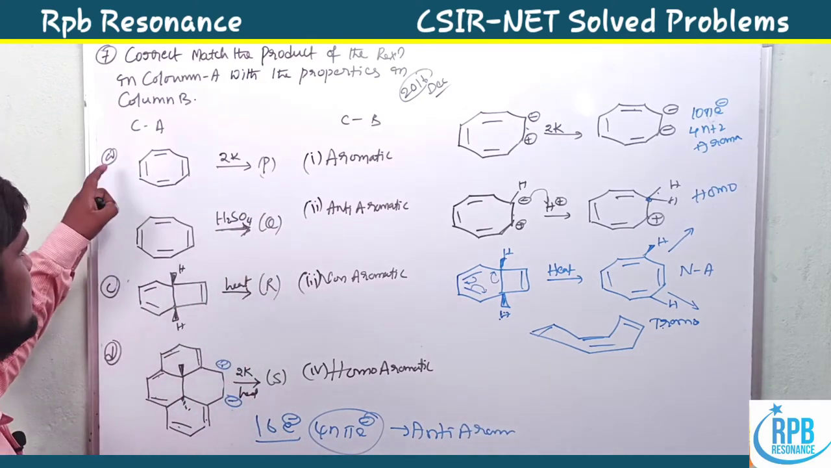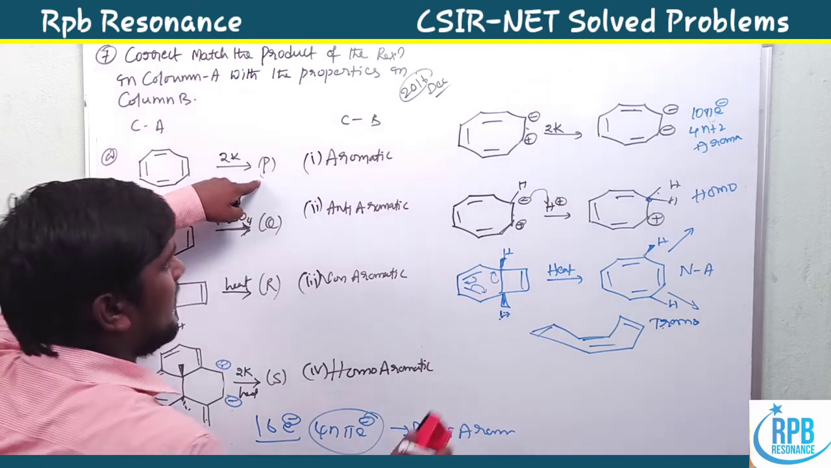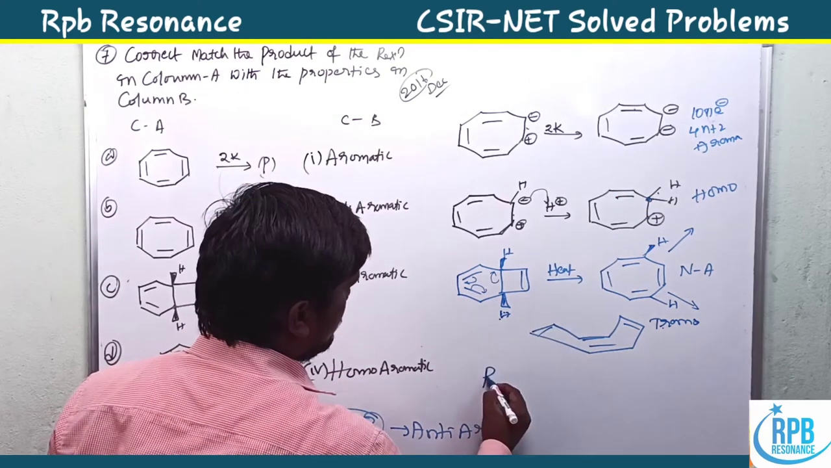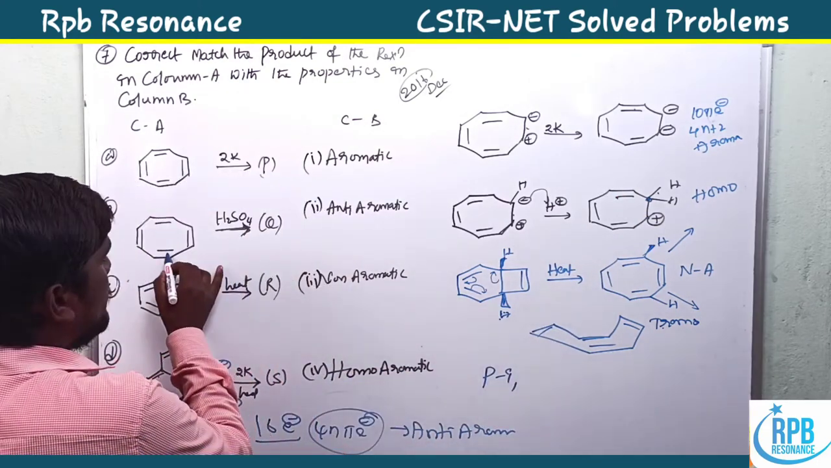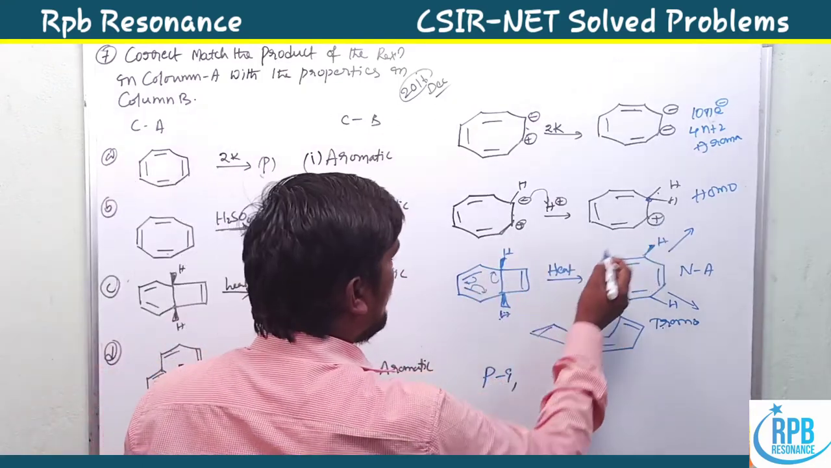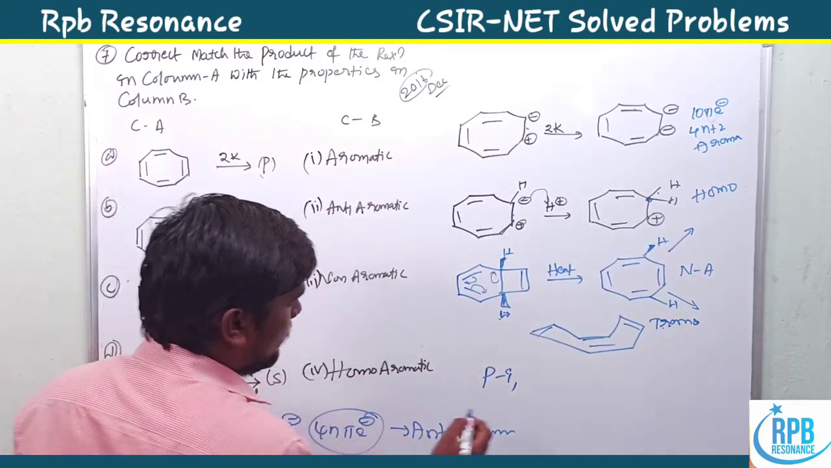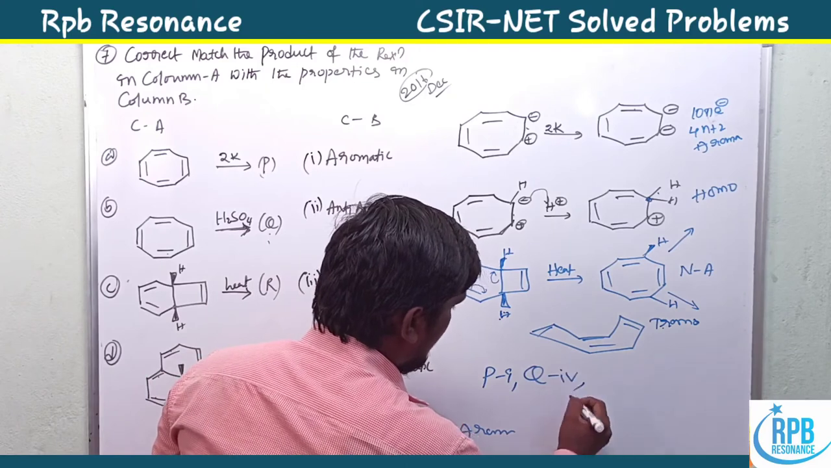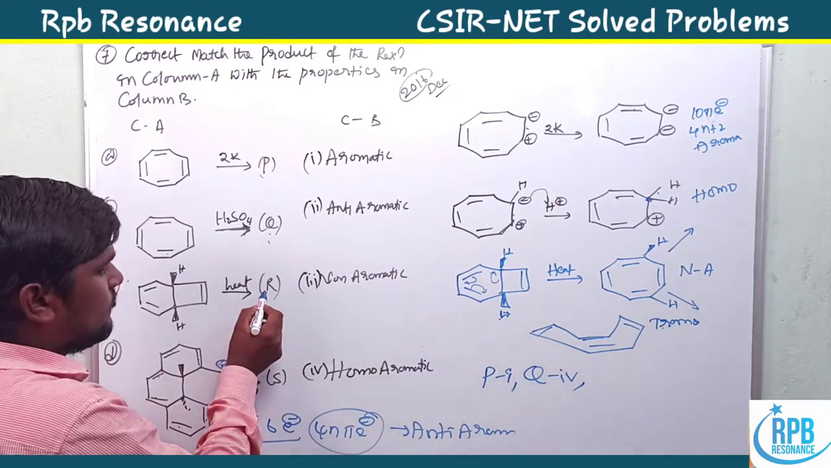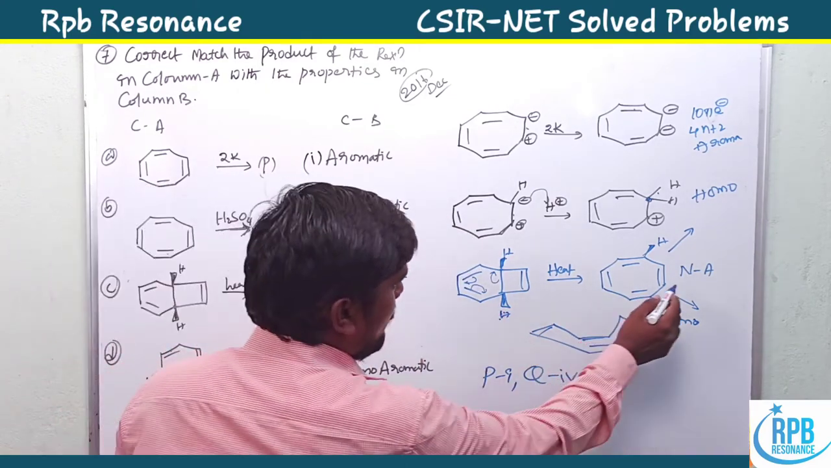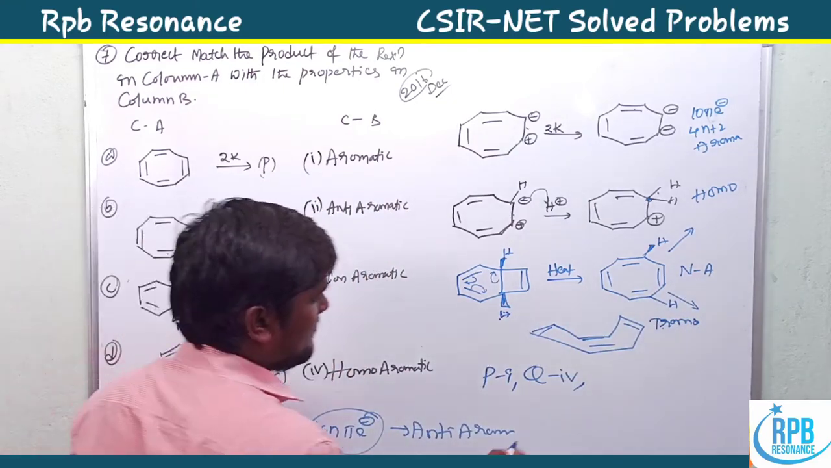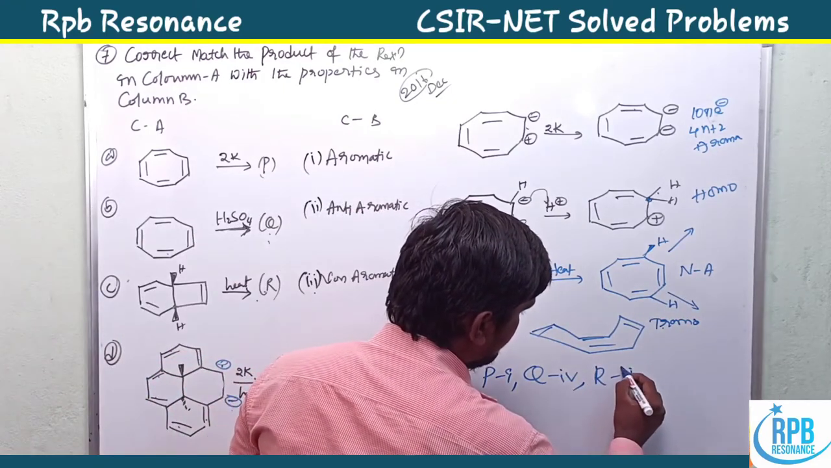Let us match the things. The first reaction, P, is aromatic in nature. P is 1. Now the second one, Q, is homoaromatic in nature. That means Q is 4. Now the next one is R. So R is non-aromatic. That means R is equal to 3.